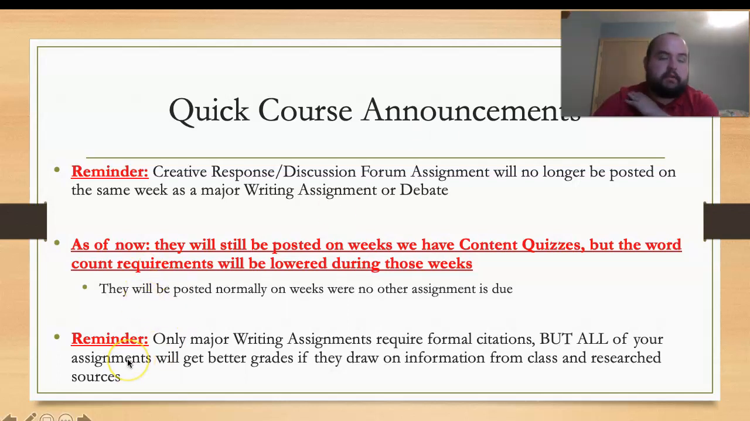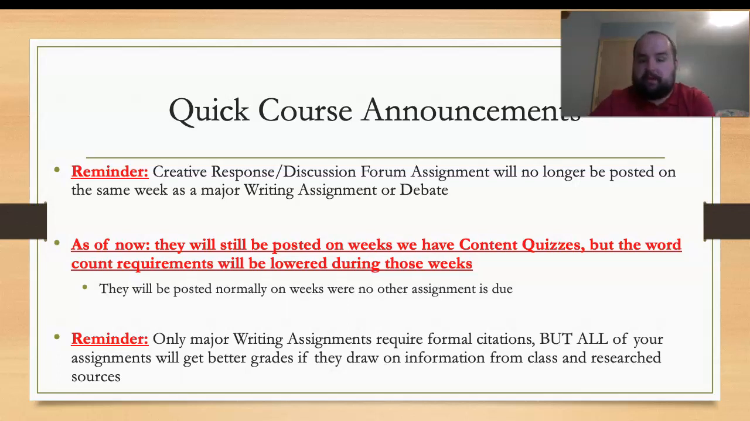Also, a quick blanket reminder, because this is a question I've still been getting a decent amount, so I want to make sure it's cleared up. Only your major writing assignments, as I said in the prompts, require formal citations. So in those, you must have in-text citations and works cited pages. As of now, there are no exceptions. If there are ever any exceptions, I will let you know as soon as I possibly can. But as of now, there will be no exceptions to that rule.